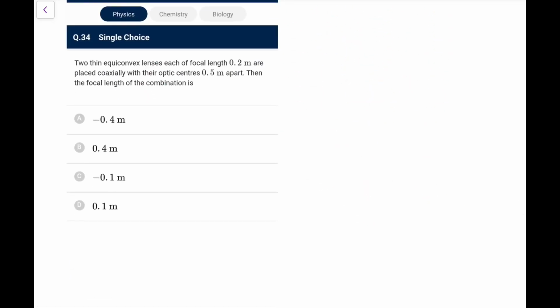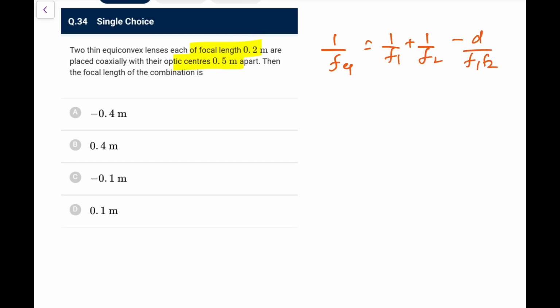Two thin equiconvex lenses, each of focal length 0.2 meters, are placed coaxially with their optic centers 0.5 meter apart. The focal length of the combination is? So you directly remember 1 by f equivalent in this separation case is 1 by f1 plus 1 by f2 minus d upon f1 f2. So simplify this, which is 1 upon 0.2 plus 1 upon 0.2 minus 0.5 upon 0.2 into 0.2.